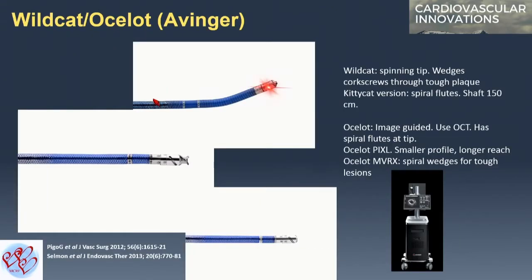The Wildcat system uses a spinning tip which corks through the tough plaque. The smaller version is the Kitty Cat. It has a spiral flute, and the shaft is about 150 centimeters. Once the OCT is loaded on that catheter, that becomes the Ocelot catheter. Of course, the biggest issue with the Ocelot is you have to have a light box, and you have to have a learning curve to learn this catheter, but it works very well, and you will see from the data the crossing using OCT guidance seems to be pretty high.